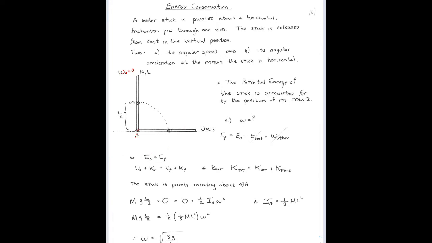So when this thing's released from the vertical, I want to know the angular speed and the angular acceleration at the instant the stick is horizontal. As the stick falls from here to here, I want to take a snapshot, click, right there when it's horizontal. So I want to find the angular speed, that's omega, and I want to find the angular acceleration, alpha.